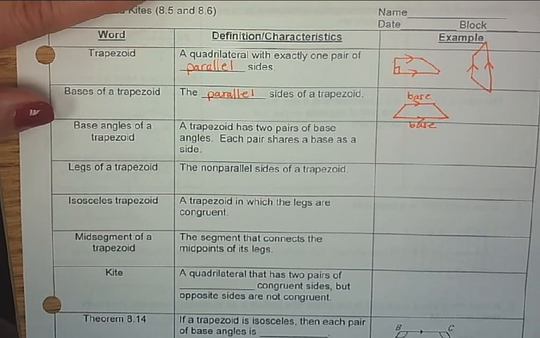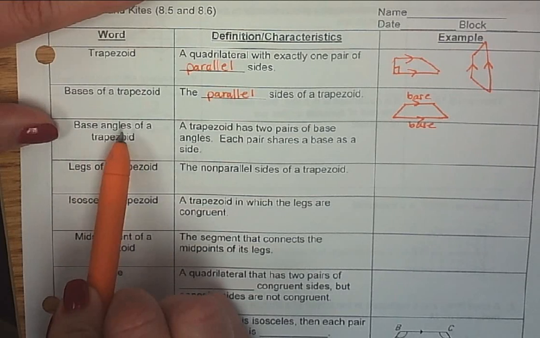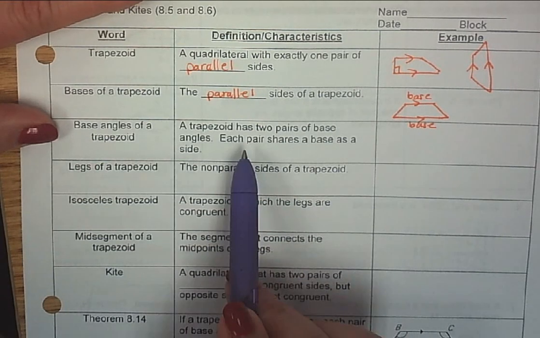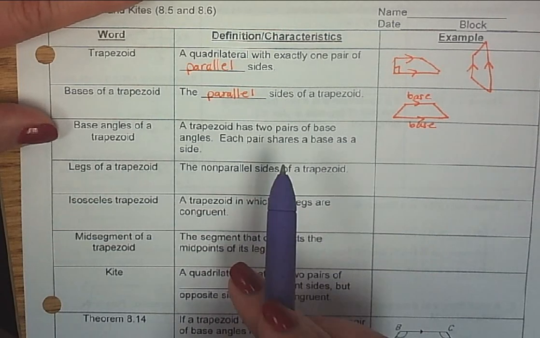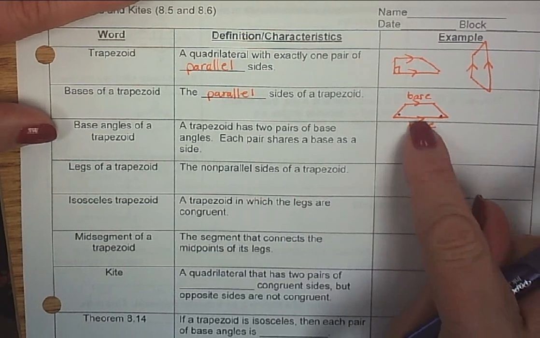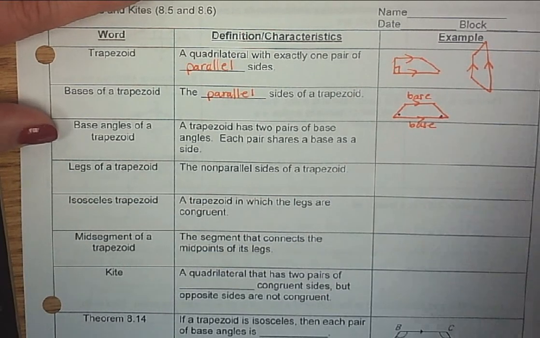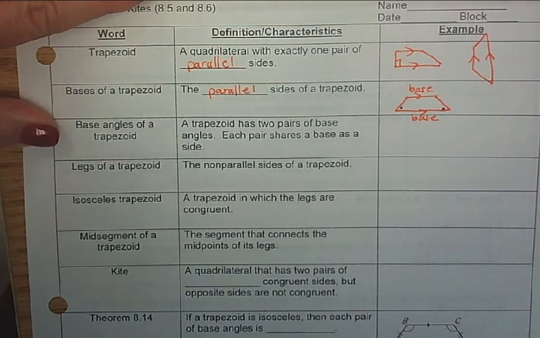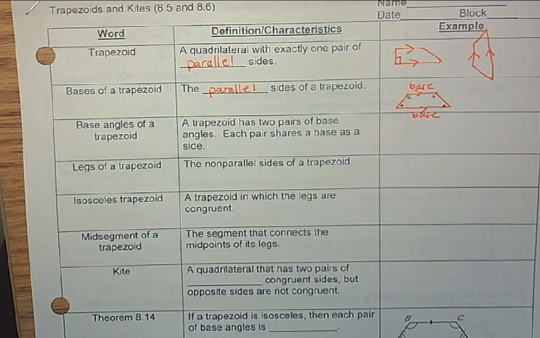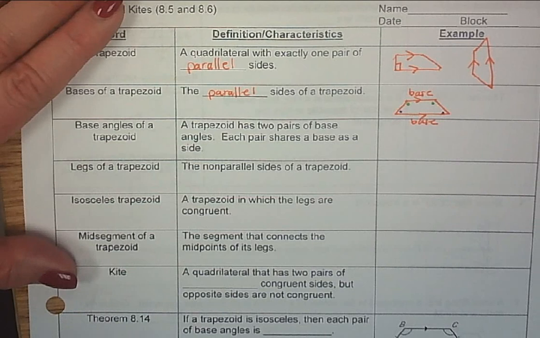Then we have our base angles of our trapezoid. The trapezoid has two pairs of base angles. Each pair shares a base as a side. So first of all, down here are base angles that share with the base down here. Up here are base angles that share with the top. At this moment in time, nothing is congruent. With a regular old trapezoid, nothing is congruent. So it has two pairs of base angles, and the base angles fall around the base which it's near.